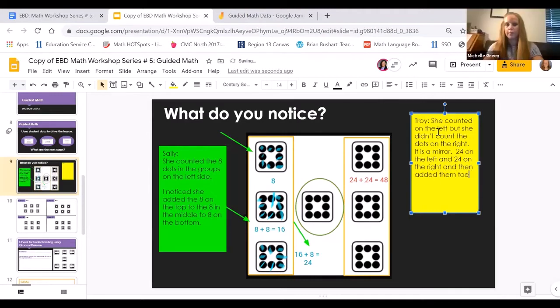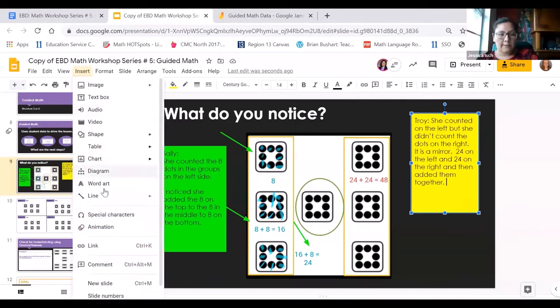Okay, so let me make sure that I captured what you said. She counted on the left, but she didn't have to count the dots on the right because she realized that it's a mirror. She noticed she counted 24 on the left, so that means that there's 24 on the right, and then she put those 2 together. Is that what you noticed, Troy? Yes. Awesome. Now let me ask a question before I ask you about anything else. How do you know what in her work helped you make that noticing?